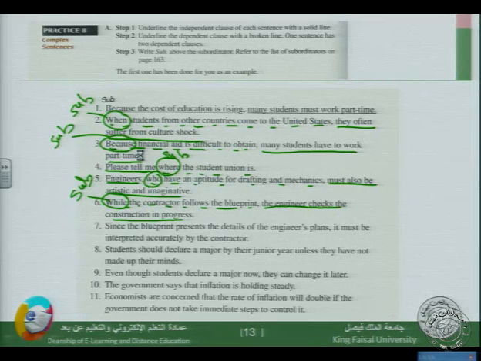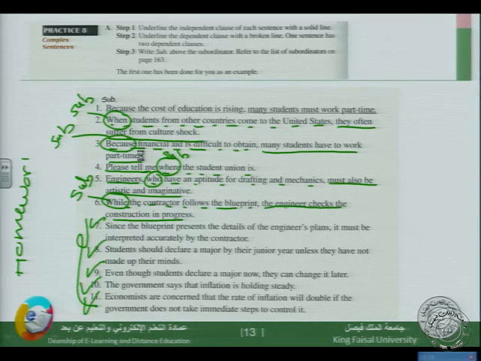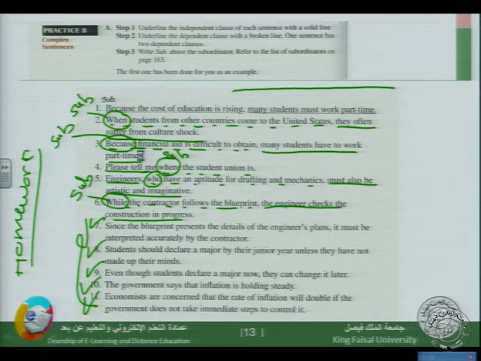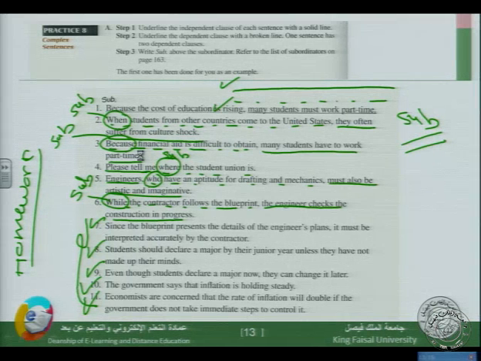Number 7: Since the blueprint presents the details of the engineer's plans, it must be interpreted accurately by the contractor. So I want you to do 7, 8, 9, 10, and 11. Okay, this is also homework. First, underline the independent clause with a solid line. This is a solid line. Underline the dependent clause with a broken line. And step number 3, put sub for all subordinators. Okay?